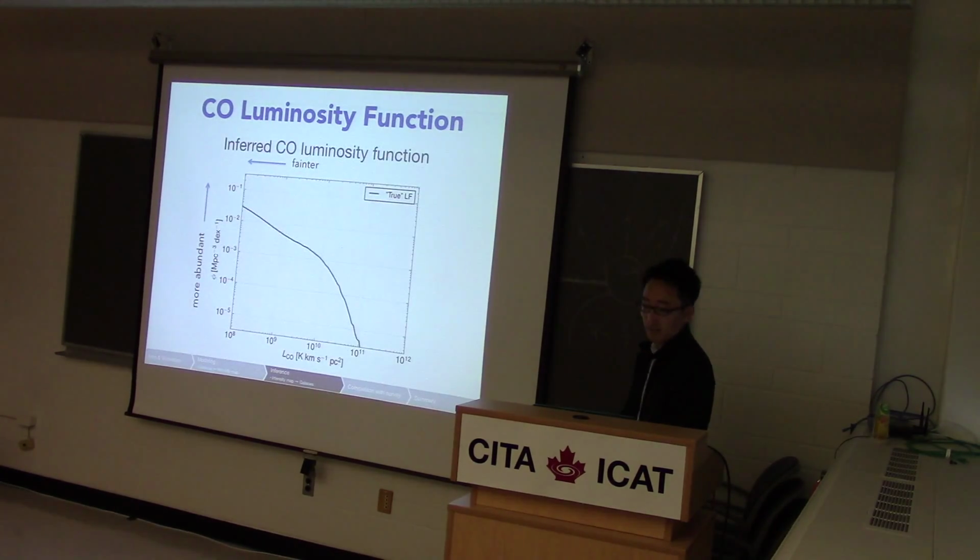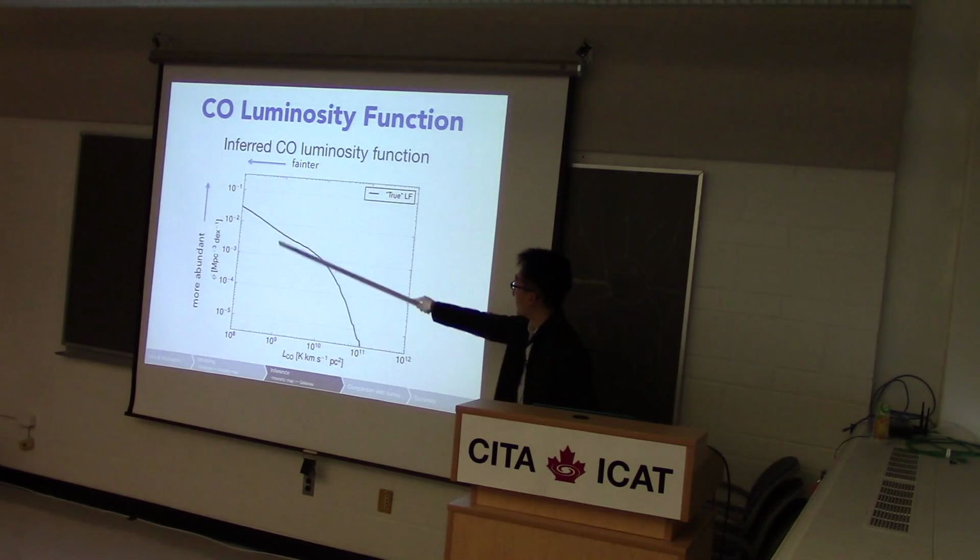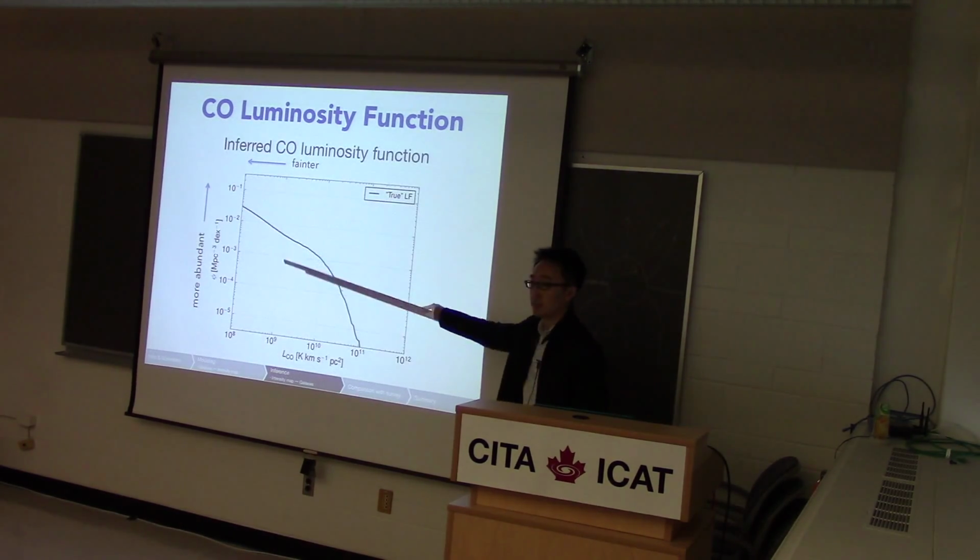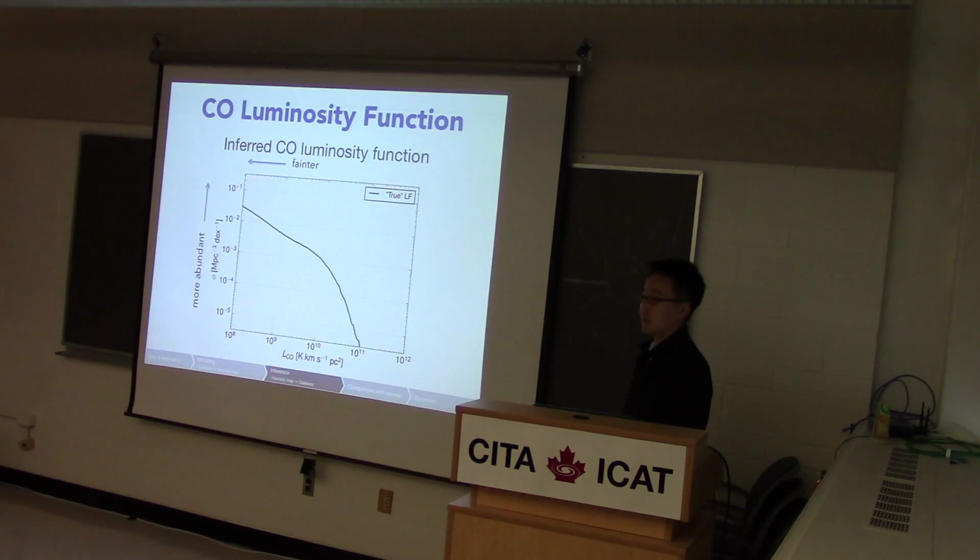Right. So the second constraint that we get is on the CO luminosity function. This is essentially a population distribution. Up and to the left is fainter and more abundant. The fiducial CO luminosity function that we get from our model just looks like this within our volume. So this is the true luminosity function, so to speak.